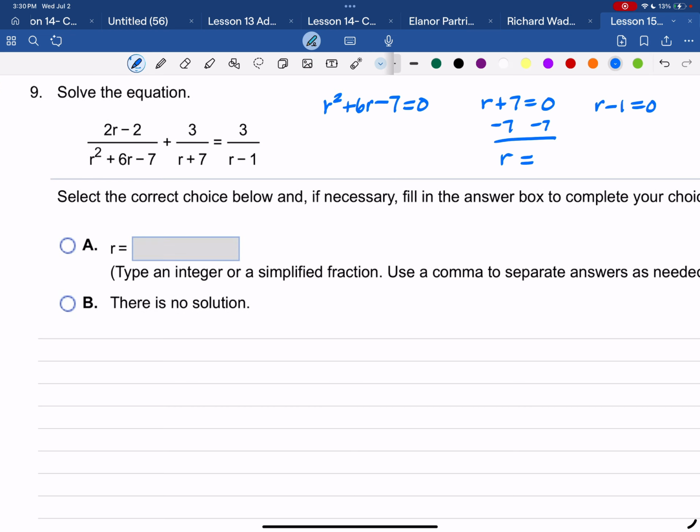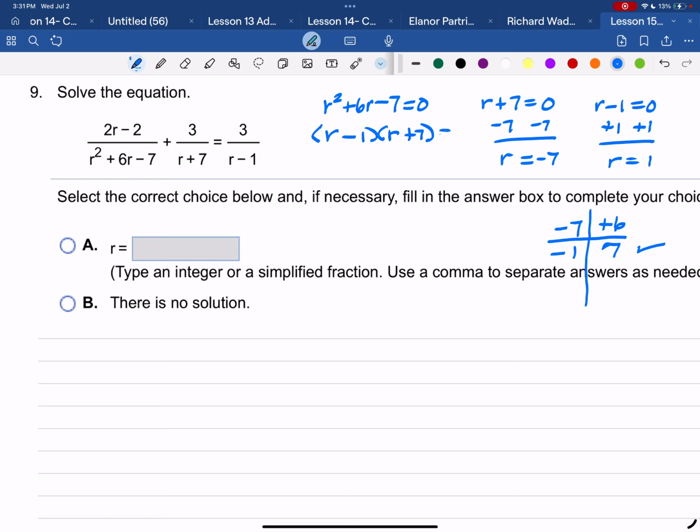R is negative 7. Then I'll add a 1 to both sides. R is 1. Now I need the factors of negative 7. That will give me a positive 6. I need a negative and a positive. Negative 1 times 7, well, that's what I need. This is (r - 1)(r + 7).